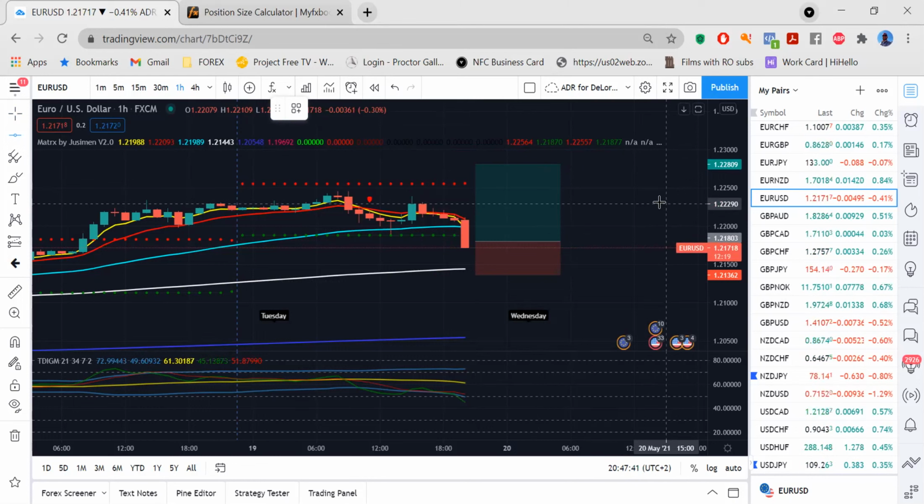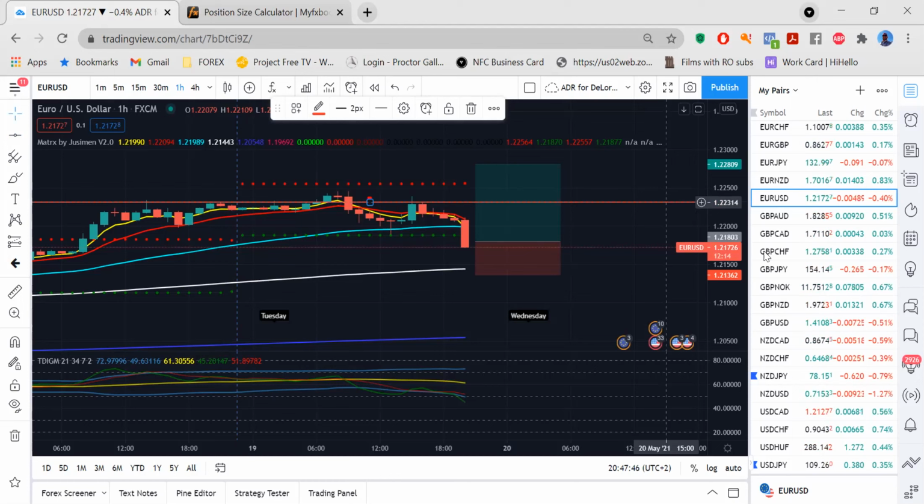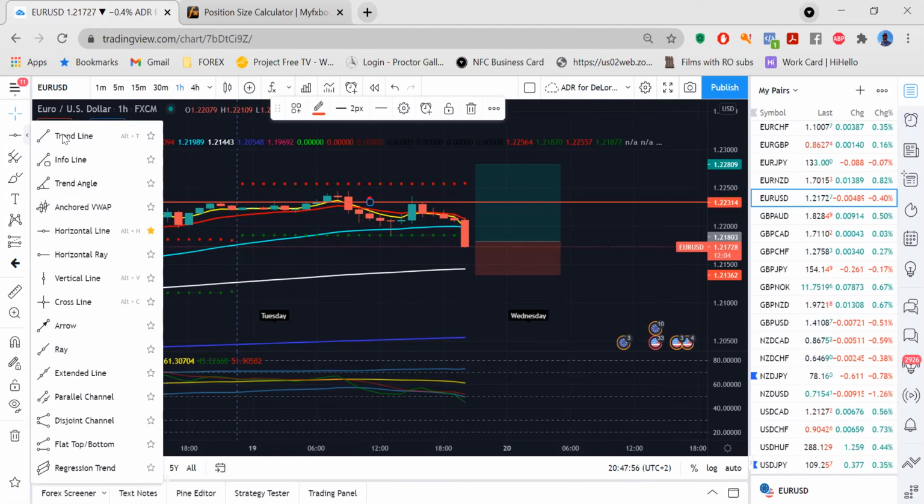Minus 50. Plus 50. 80 plus 50, what do you say? Or minus 50 from take profit. So this red line that I just dropped, and look at how I dropped it. I went here, I clicked on trendline tools, and I clicked on horizontal line. Okay, and I dropped this line over here.